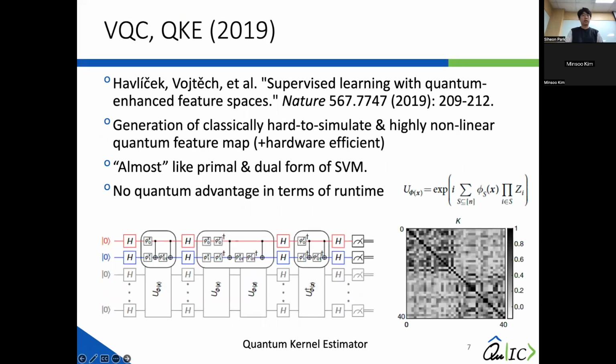The other algorithm is called the variational quantum circuit and quantum kernel estimator. I guess I have to explain details on this one. It was proposed by researchers at IBM in 2019. I'll skip the part about the variational quantum circuit, but I'll explain more on the quantum kernel estimator.